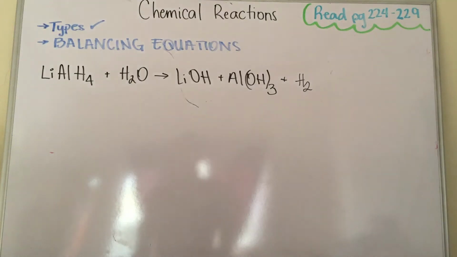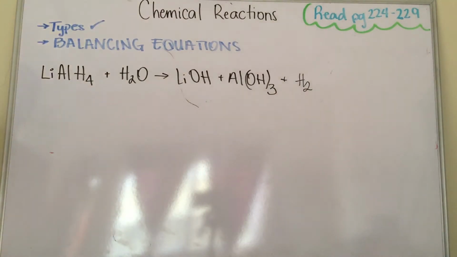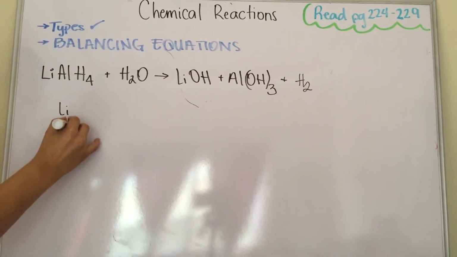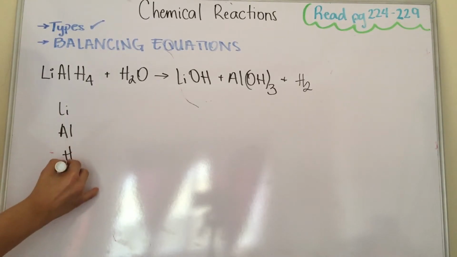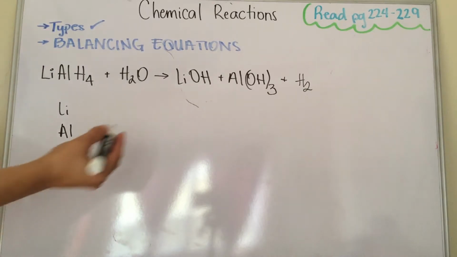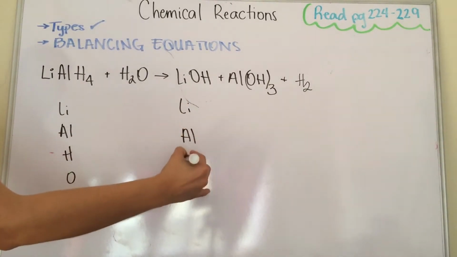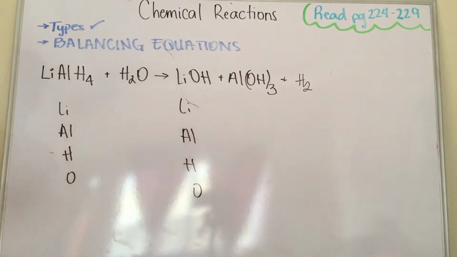All right, this is the next example. So the exercise is already given. I already have my reaction, so I'm going to start counting. I have lithium, aluminum, hydrogen, and oxygen. Those are the elements I have. Same on the other side, I have lithium, aluminum, hydrogen, and oxygen.